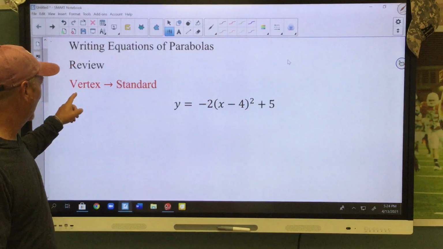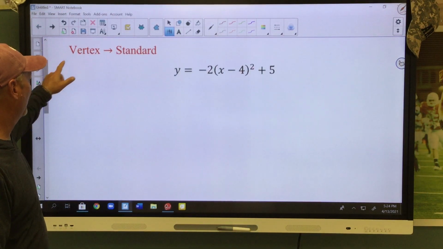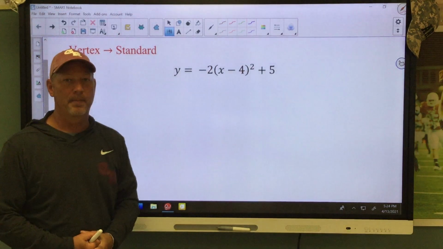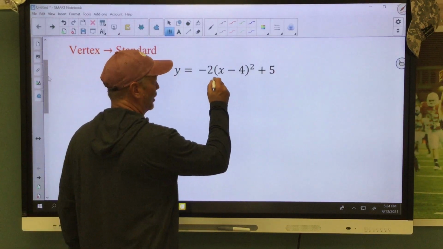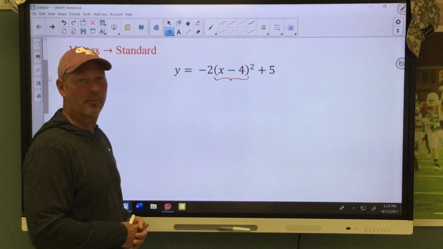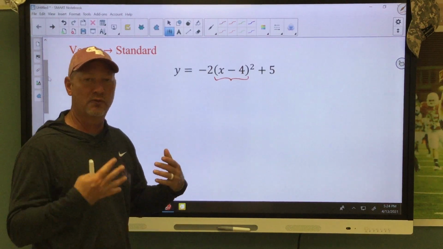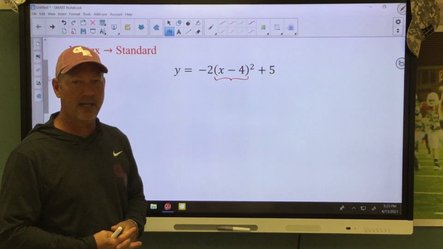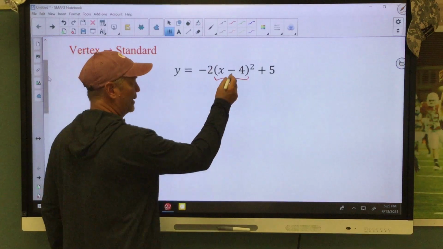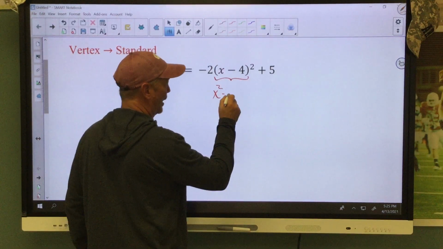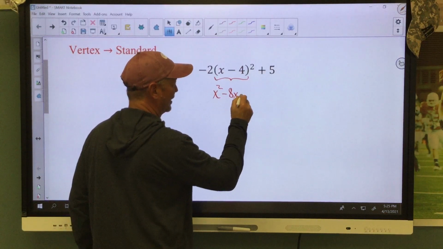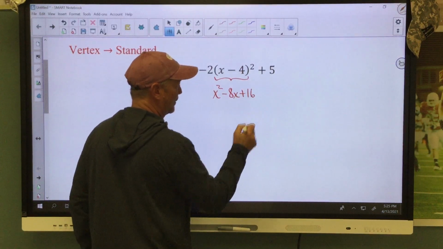The first thing we're going to ask you to do is convert from vertex to standard form. And when we do this, we're going to ask you to start right there with that parentheses. And we're going to ask you to FOIL that or box that. But when you multiply that together, you should end up with x squared minus 8x plus 16.